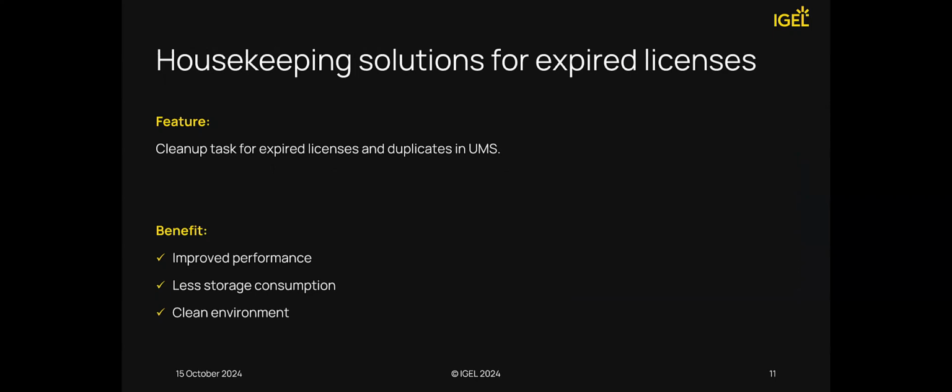Then we have added our housekeeping administration task here. With this task, the expired licenses and duplicates in the UMS are removed. We talk here about the licenses stored in the UMS, not on the device. All the expired licenses and duplicates in the UMS could lead to some performance issues. So if you're running this task, you could improve the performance of your UMS.